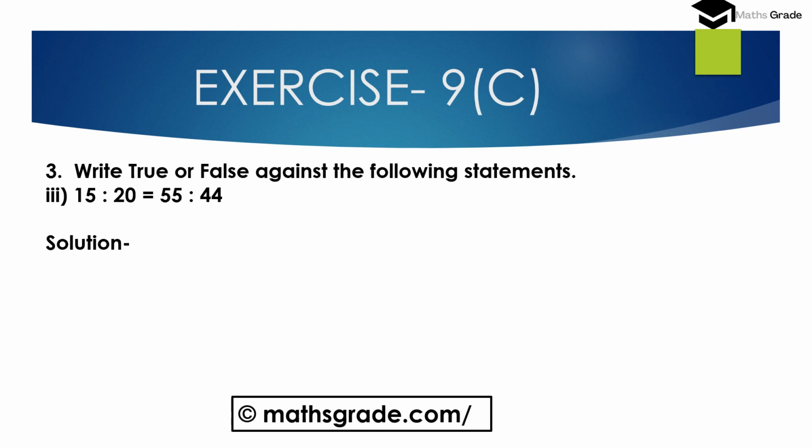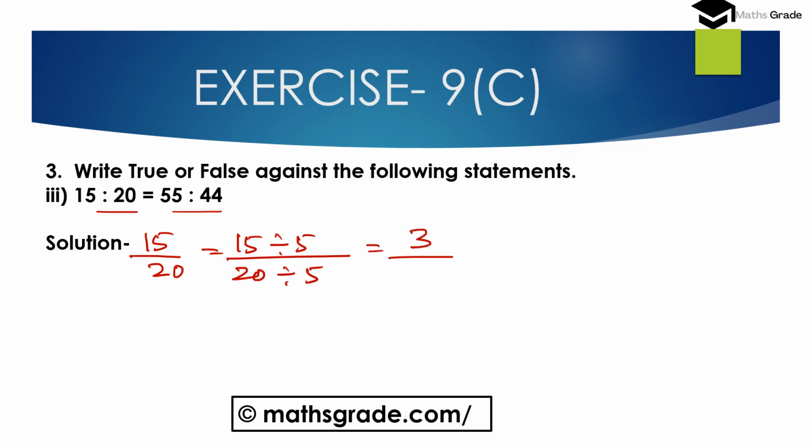Now third bit, 15:20 is equal to 55:44. We have to check this is true or false. 15:20, that is 15 divided by 20, and between 15 and 20, 5 is the common ratio. So divide the antecedent 15 with 5 and divide the consequent 20 with 5. 15 divided by 5 is 3 and 20 divided by 5 is 4.